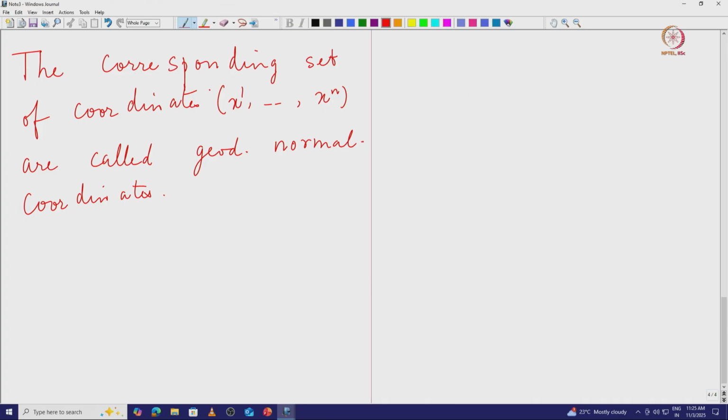The word geodesic is attached because these are normal coordinates that come from the exponential map, and the exponential map is defined using geodesics, right. Okay, so before I state this key proposition, I want to introduce some notation.